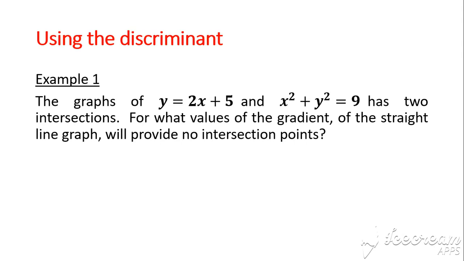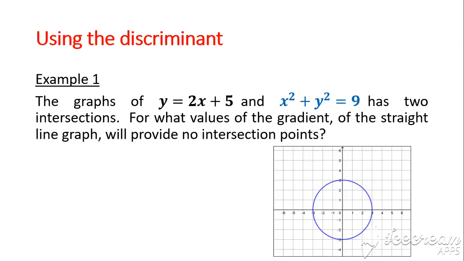So the graphs of y equal to 2x plus 5 and x squared plus y squared is equal to 9 has two intersection points. For what values of the gradient of the straight line graph will provide no intersection points? So very similar to last time, but quite different in some ways. We're changing the gradient and we don't want any intersection points.